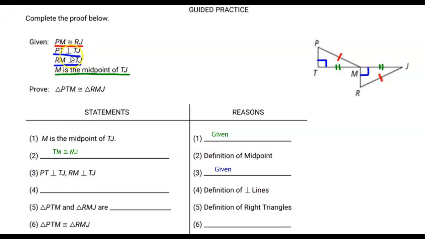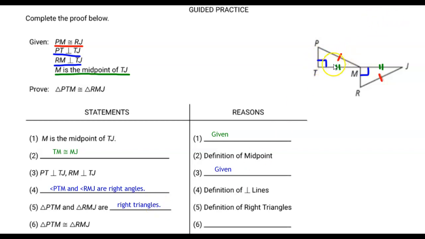Once I know that these two sets of lines are perpendicular to each other, I know that these angles must be right angles because perpendicular lines form right angles. That's the definition of perpendicular lines. So my next statement is going to be that this angle and this angle are right angles because of the definition of perpendicular lines. And once I know that these two triangles have right angles in them, I can say that these two triangles are in fact right triangles because a right triangle is a triangle with a right angle in it.